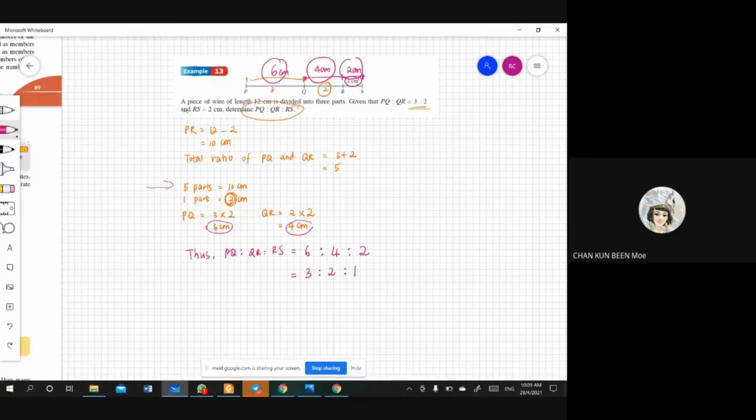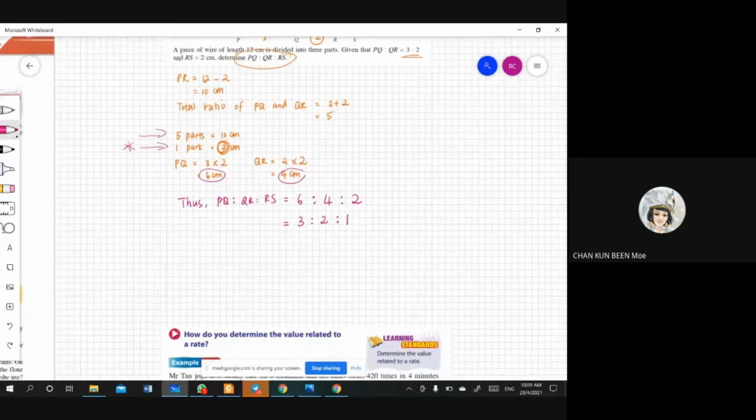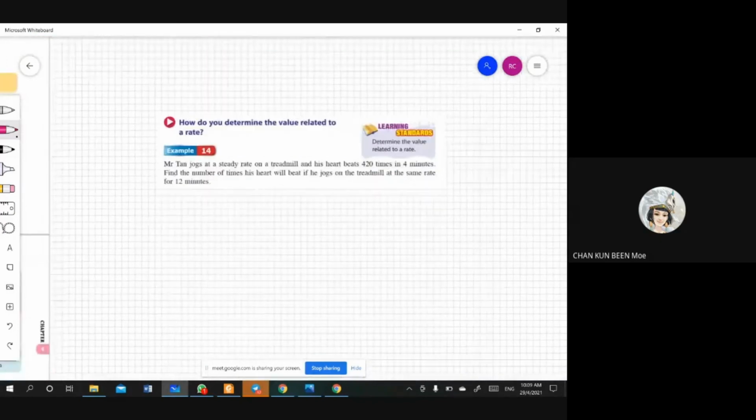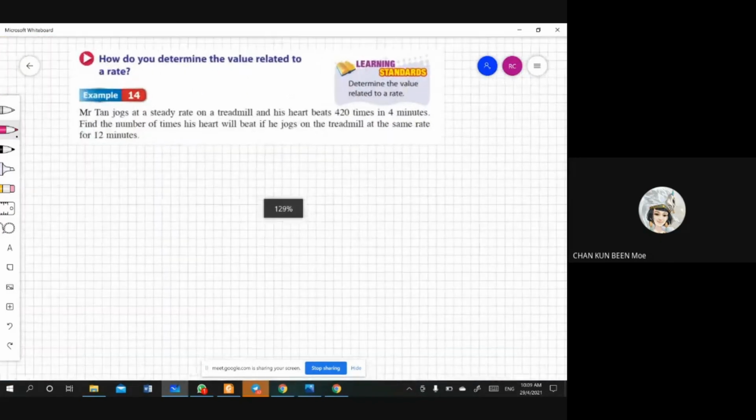So 5 parts represent 10. You get the value of 1 part. This part is the most important one. After you got 1 part, then you can get the other length already. Okay, no question? So we move on. Okay, good. We move on to the last example.